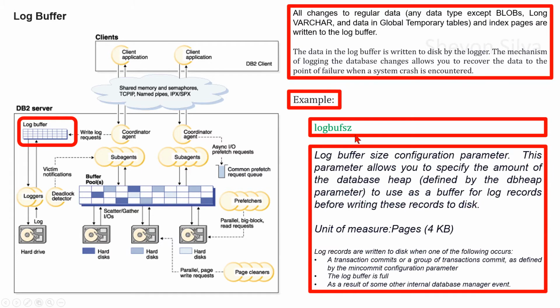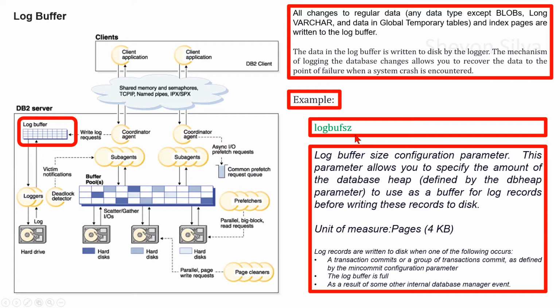As an example, we can consider logbufsz, the log buffer size configuration parameter. This parameter allows you to specify the amount of the database heap, defined by the dbheap parameter, to use as a buffer for log records before writing these records to disk. The unit of measure is 4 kilobyte pages.